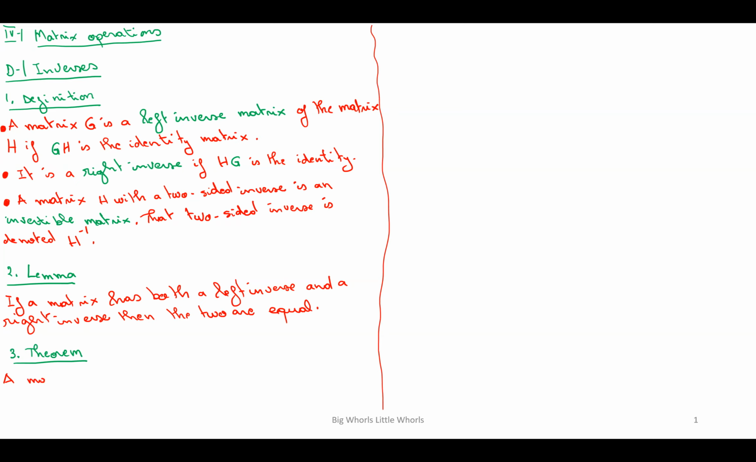A matrix, and it makes sense, of course. A matrix is invertible if and only if it is non-singular. That means a matrix is invertible if and only if it is a square matrix. First of all, it has to be a square matrix and it is non-singular.